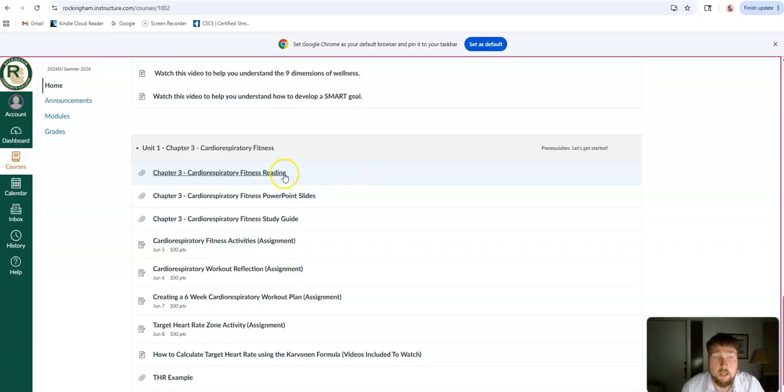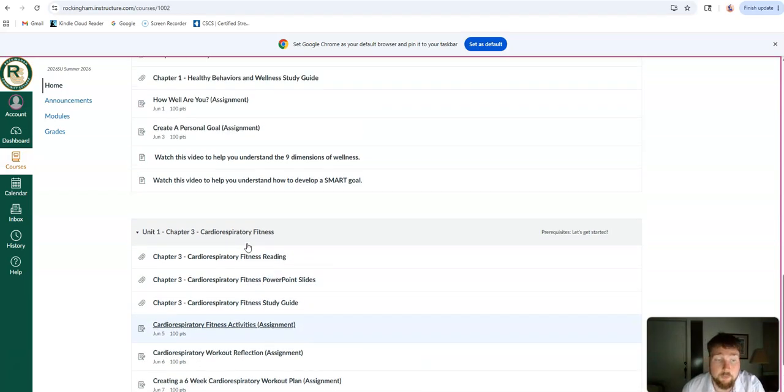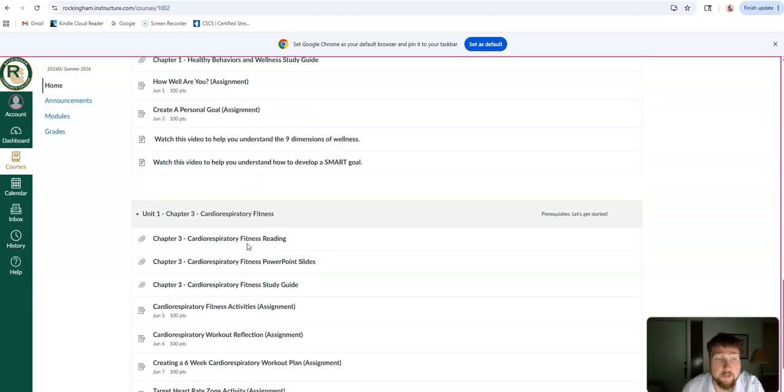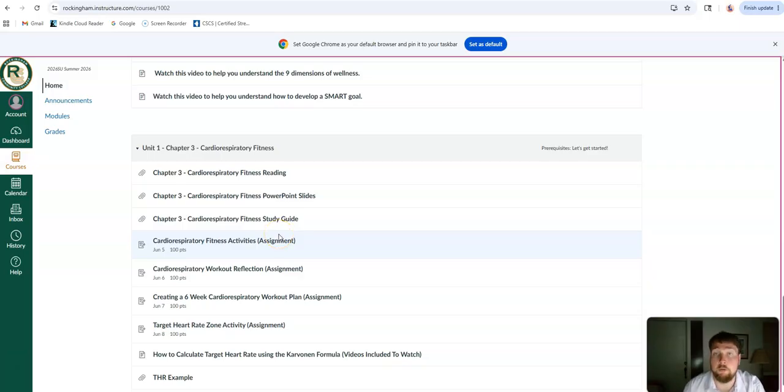And then you've got Unit 3. This is cardio. As always, I have the chapter reading available. It's posted, so if you want to download that, you can. I have the PowerPoint slides next, and then you have the study guide available. And again, your Unit 1 test will contain both Chapter 1 and Chapter 3 material. So questions will come from the Chapter 1 and Chapter 3 PowerPoint slides and the reading too. But mainly focus on the PowerPoint slides.